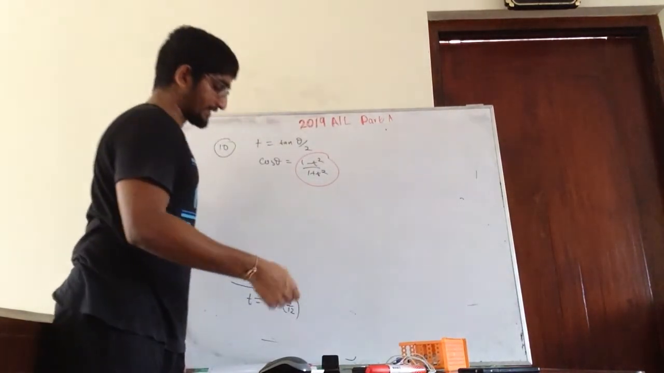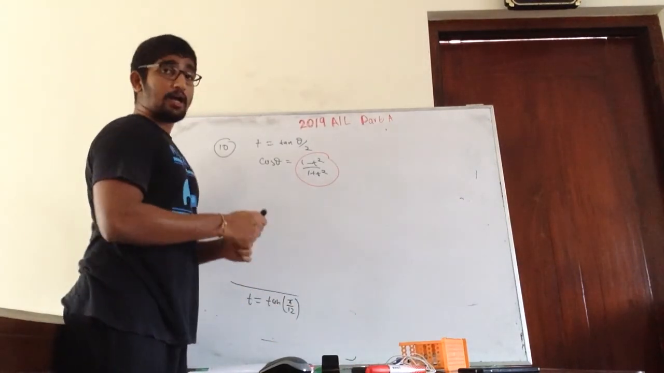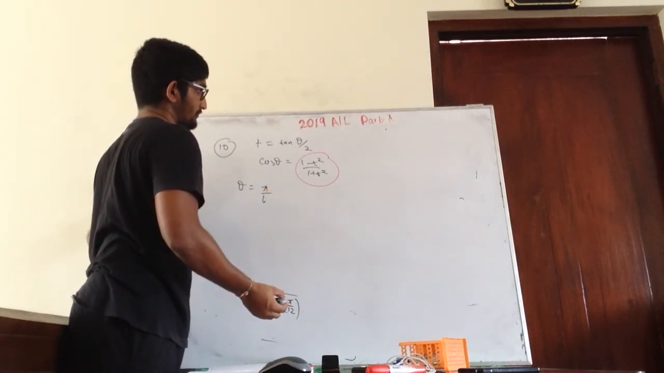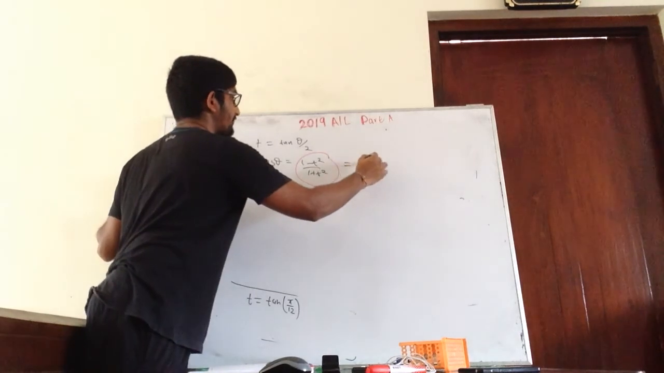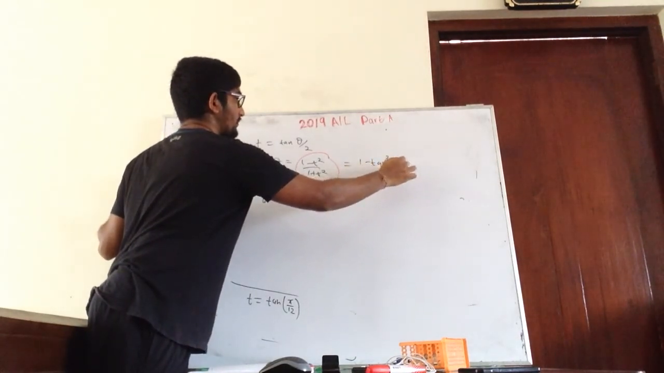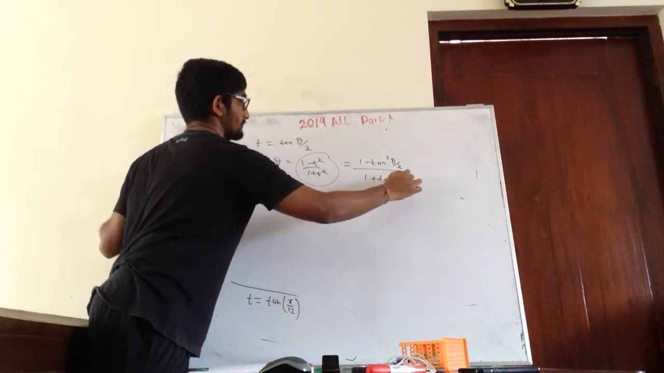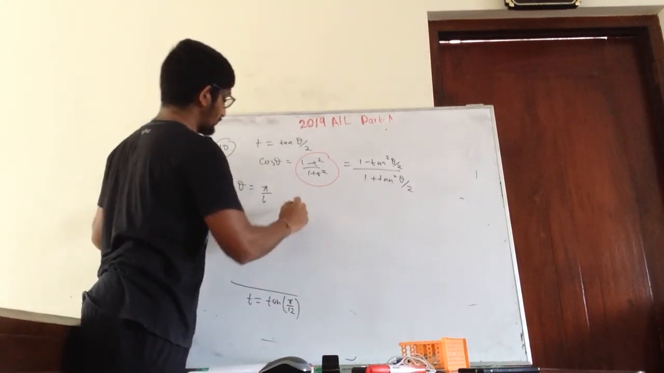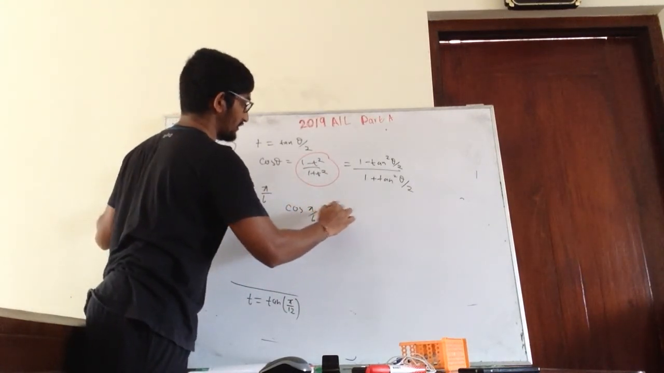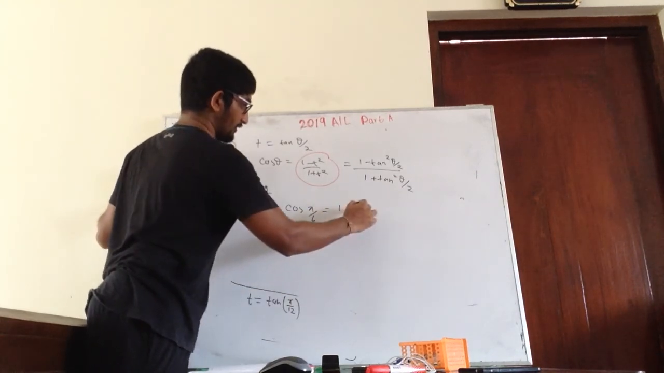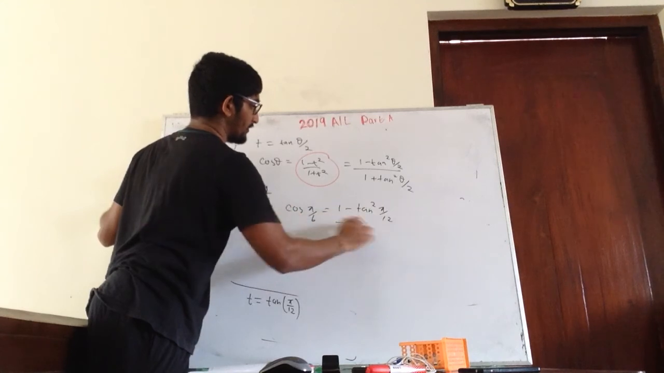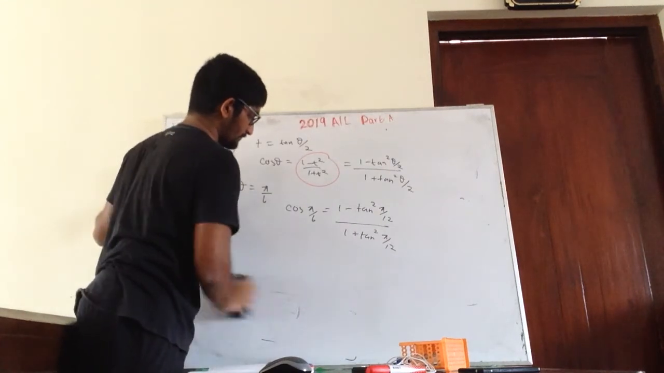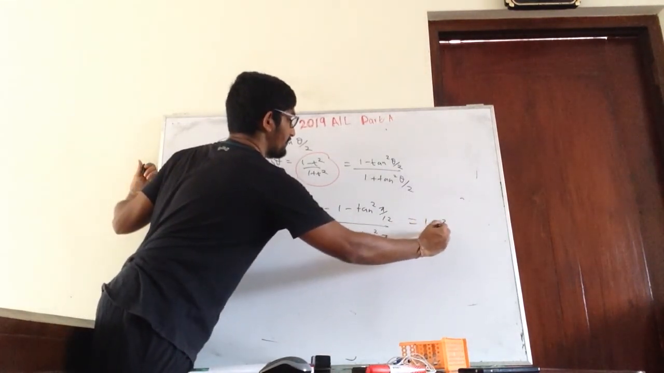So if I take t equals tan 5 pi over 12, I can take theta as 5 pi over 6, because this is basically 1 minus tan square theta over 2. So the theta value will be twice of this, right? So here I can take cos 5 pi over 6 is equal to 1 minus tan square 5 pi over 12 over 1 plus tan square 5 pi over 12, or basically 1 minus t square over 1 plus t square.